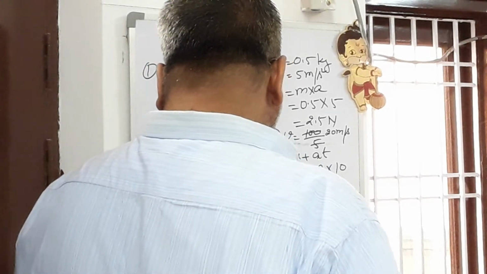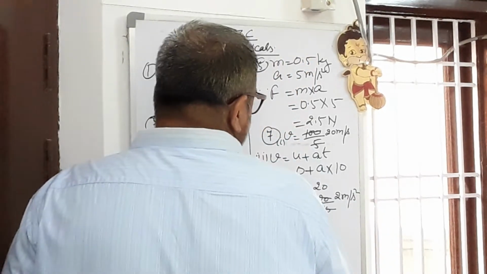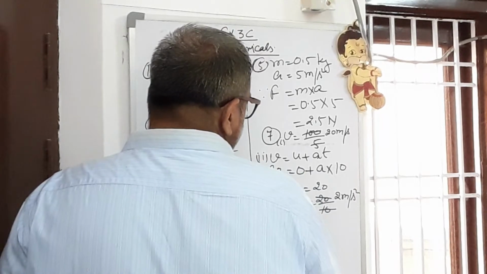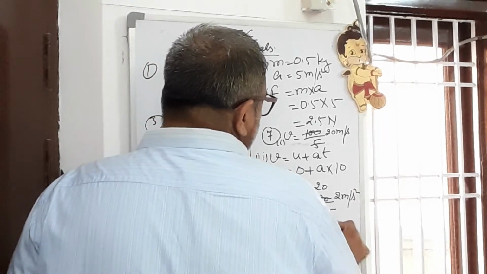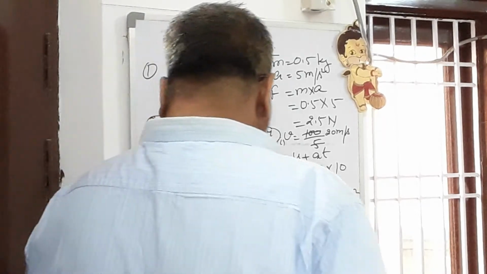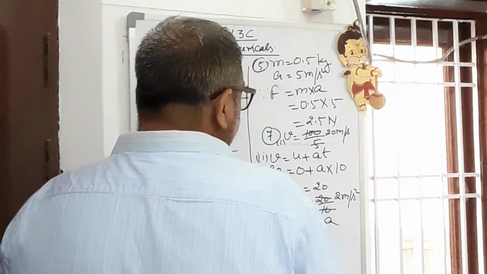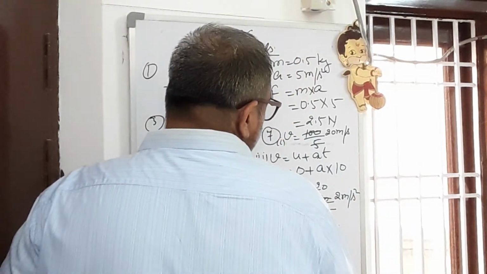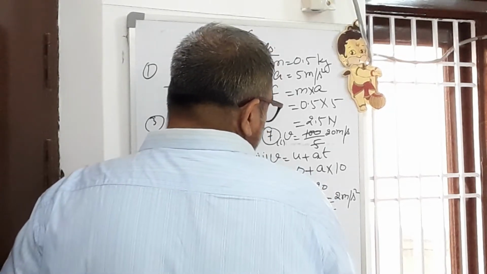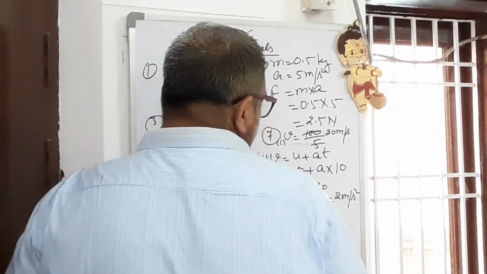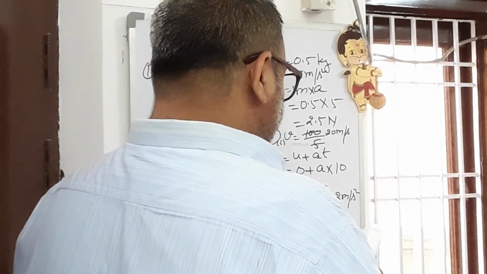Now, magnitude of force F is the third part. F is equal to m into a. Mass how much? 100 kg. Acceleration 2. So it will be 200 Newton. Please check, 200 Newton.